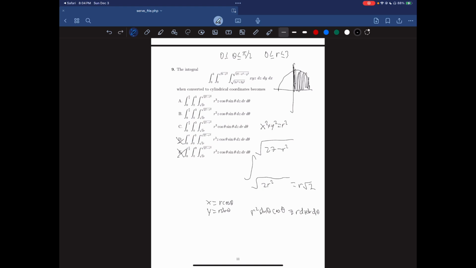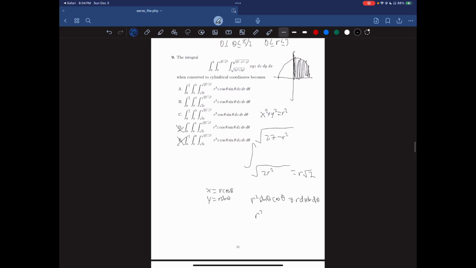So we know an r times r squared should be r cubed. So we really should have r cubed sine theta cos theta times z dr d theta as our differential. And that means B is not correct here, and that leaves either C or A, and looks like C forgot the z. So C is not our answer, A is our answer.